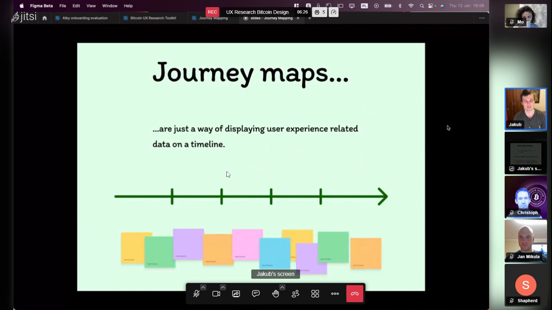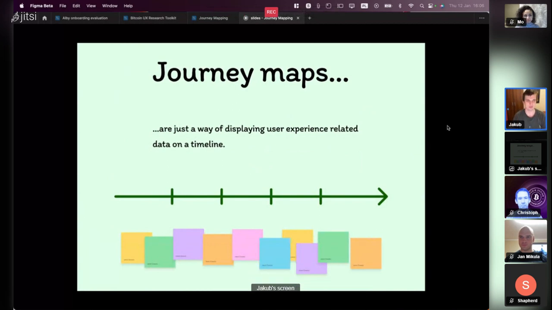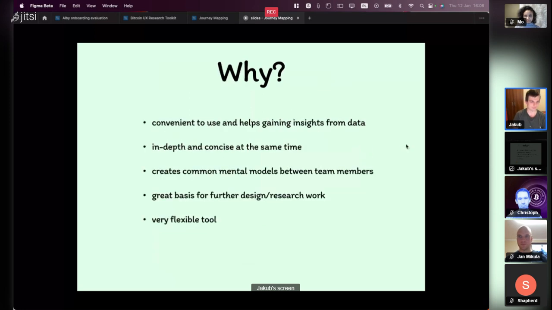So journey maps are, in the most simple terms, a way of displaying user or customer experience related data on a timeline in order to work with this data. So this is just a very high level, very general definition I came up with.